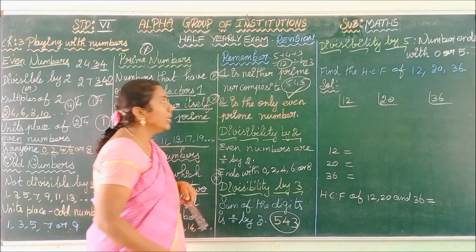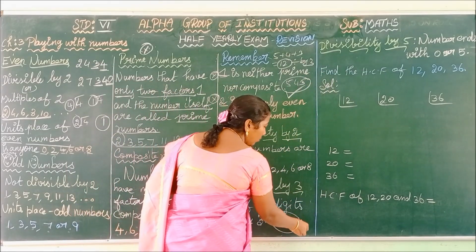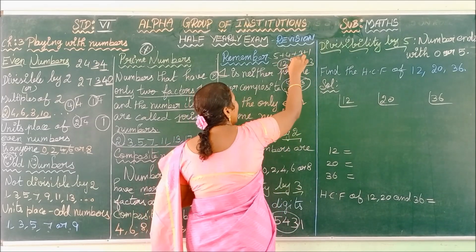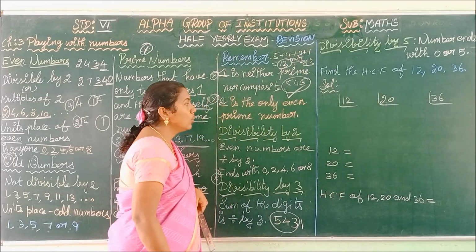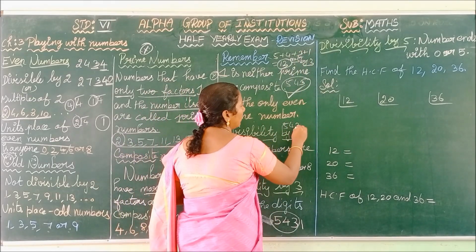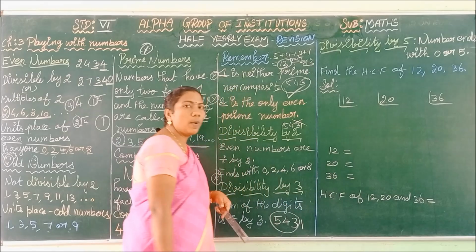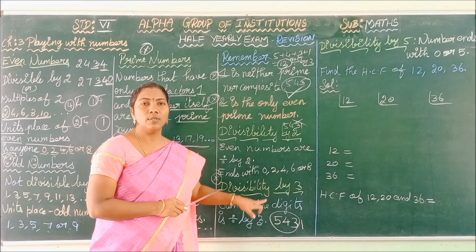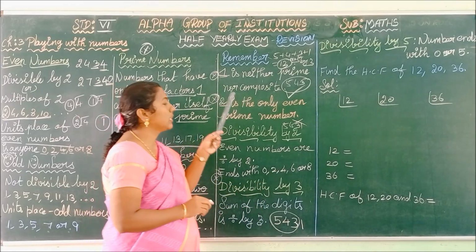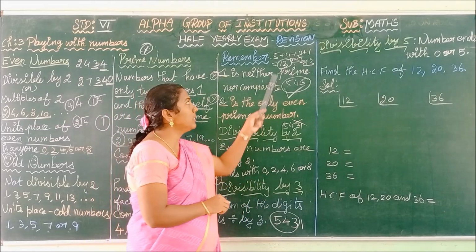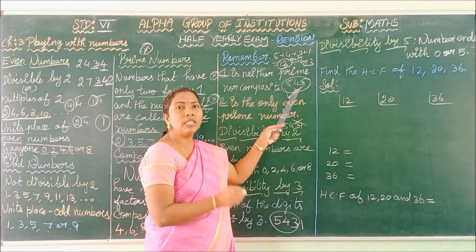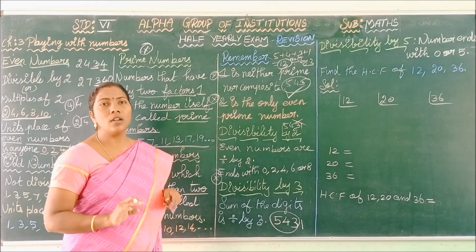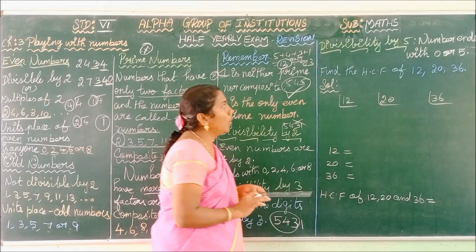Do you understand, children? Suppose you add one more digit to this given number, what happens? The sum becomes 13. But 13 is not divisible by 3. So we can say 5431 is not divisible by 3. That is, to check whether the given number is divisible by 3 or not, you have to sum the digits. If the sum is divisible by 3, the given number is divisible by 3. If the sum is not divisible by 3, the given number is not divisible by 3. Okay? I hope you understand.